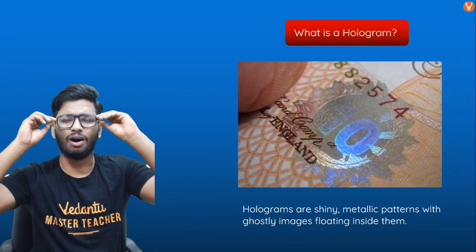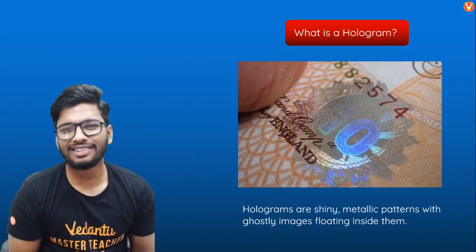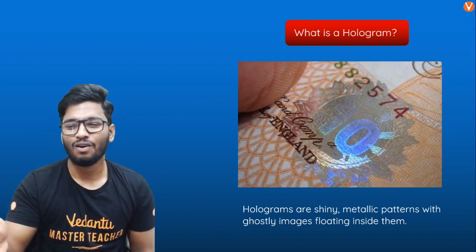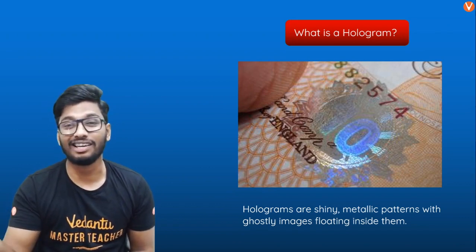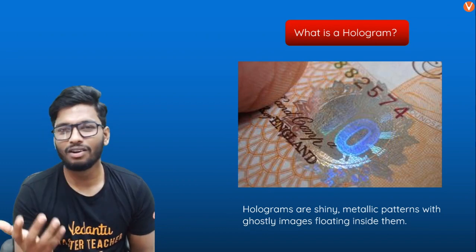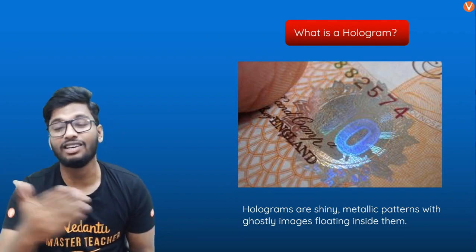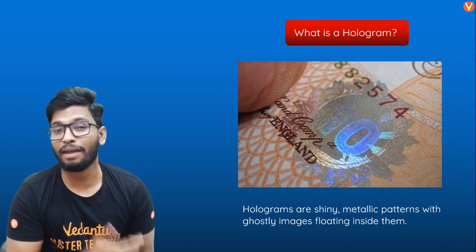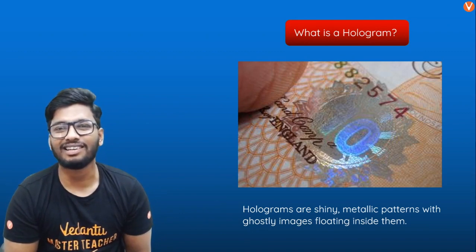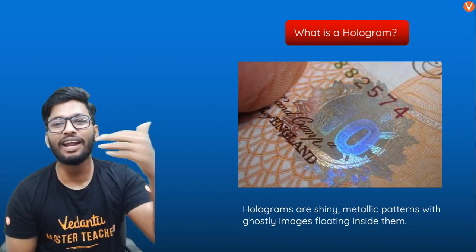What exactly is a hologram? Let's start with that. If you go by the definition, a hologram is a shiny metallic pattern with ghostly images floating inside them. Wow, right? And yes, guys, that is what it is. If you talk about 2D holograms, basically these kind of 3D holograms that you have on papers, especially your notes, your different countries' currencies, you have this hologram so that people don't end up copying them.